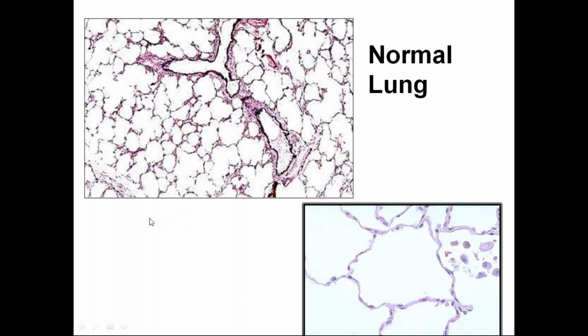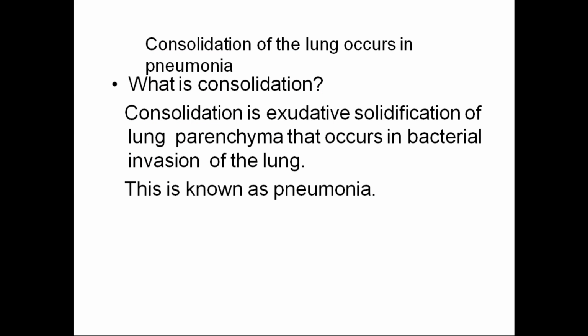This is the infection of the lung parenchyma, where whenever there is infection, these clear spaces are filled with fluid as well as inflammatory cells. So the normal spongy consistency of the lung is lost and the lung gets solidified. That is known as consolidation. So consolidation of the lung occurs in pneumonia. What is consolidation? Consolidation is the exudative solidification of the lung parenchyma that occurs in bacterial invasion of the lung.